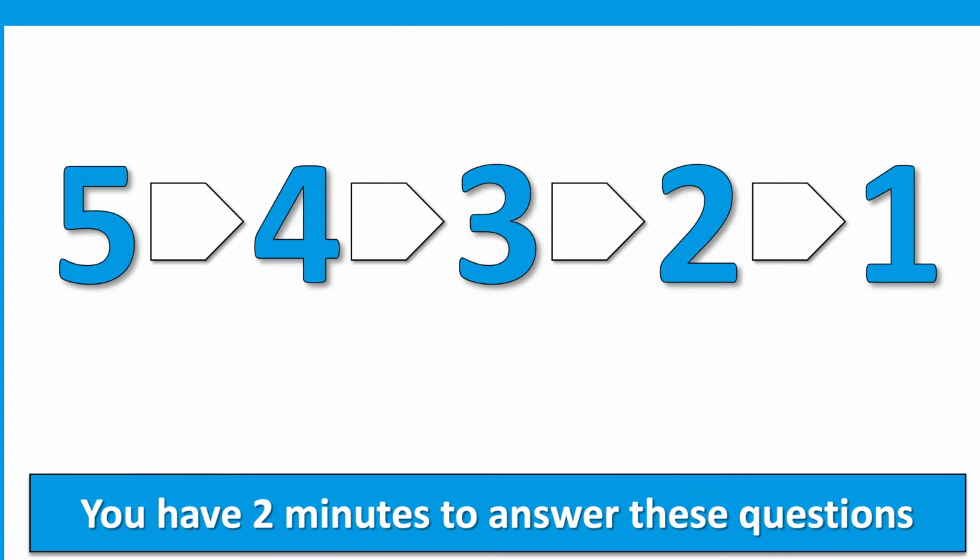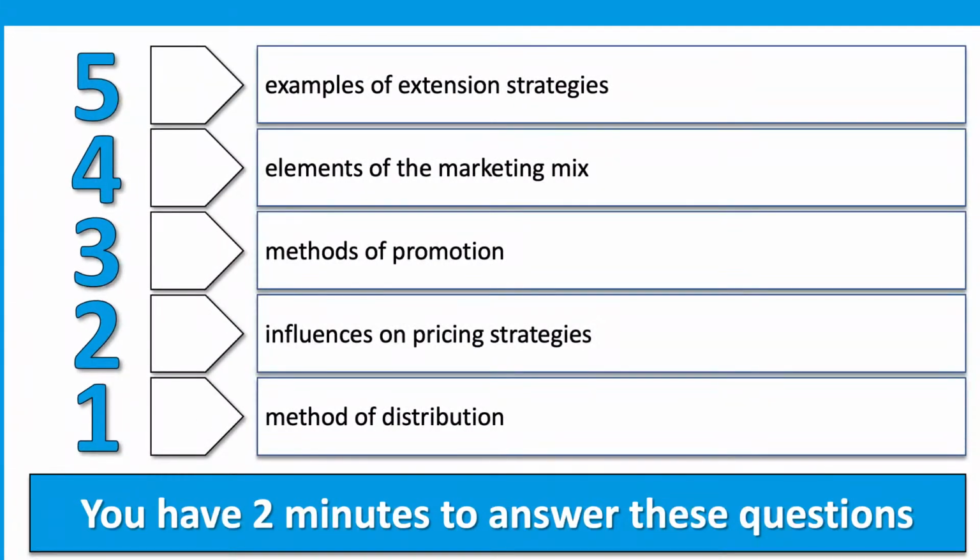Hello, folks. So we're going to start off with revising some key marketing theory. You're going to have 2 minutes to answer the following questions. If you wouldn't mind changing the slide, please, Jim. And how this works is as follows. Can you give me 5 examples of different extension strategies that a business might employ? Have a think about the product life cycle when you try to develop these.